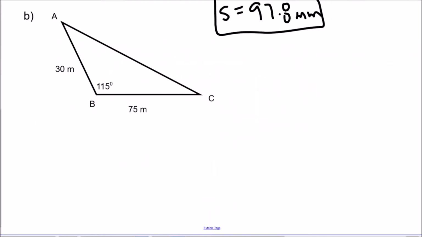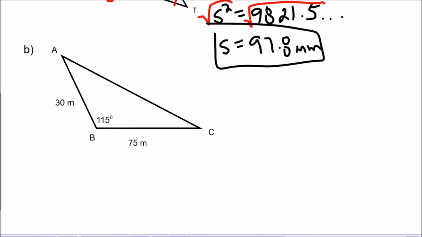So let's try another one. We're looking for our unknown side b. I know side a, I know side c, I know angle B. I have no pairs, so I have to start with cosine law.